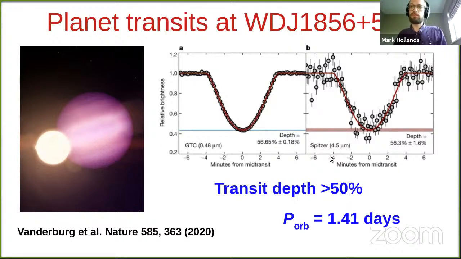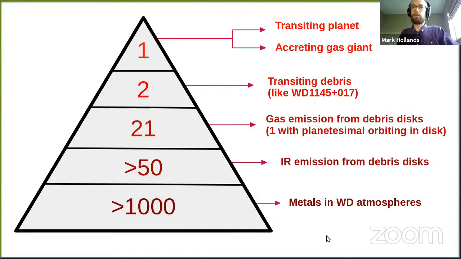This is actually from the GTC and Spitzer, which are very high quality light curves, but you can see over 50% of the white dwarf flux gets blocked at mid-transit. And so they've determined that this has to be a giant-sized planet orbiting close to the white dwarf on a 1.4 day period. So we're now actually seeing full-size planets themselves. And so just to finish off this section of the talk, I like to construct this kind of thing into a pyramid of observation types. So in terms of transiting planets and accreting gas giant planets, we have one each of those.